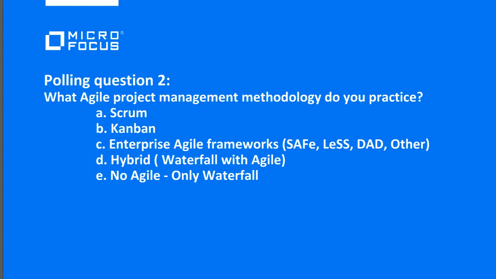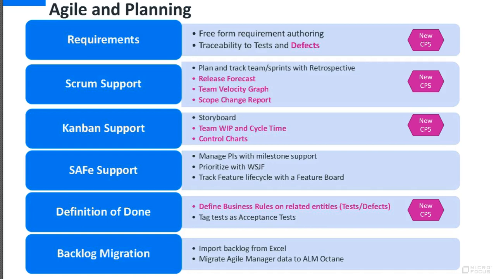This is really the approach that we wanted to take with Octane, really to provide the ability with the modern planning and test management tool that will align with practicing hybrid project management methodologies and custom Agile project management capabilities within the organization. So in terms of Agile and planning, these are the areas of focus, and I will highlight the ones that we recently updated in CP5.